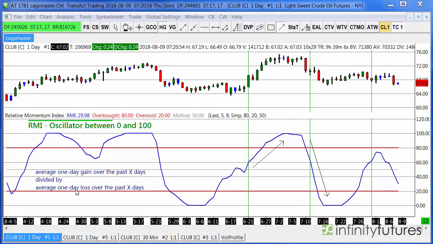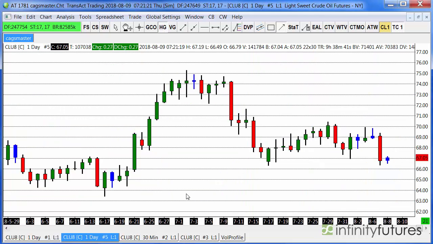Once you calculate that number, then you apply the moving average, which in this case is a 9-day moving average, to create the oscillator. Okay, so there's two components of this thing: average one-day gain divided by average one-day loss, and then the moving average of that result. Let's take a look at how to add it, and then we'll come back to this chart and talk about how to analyze it.